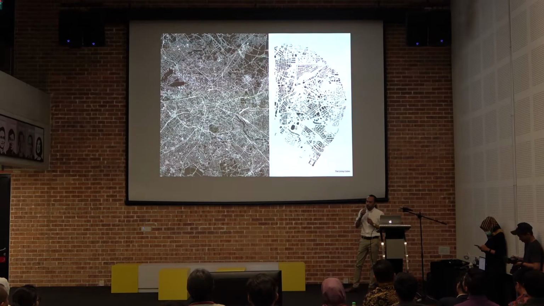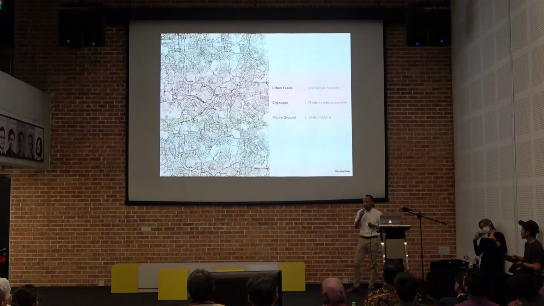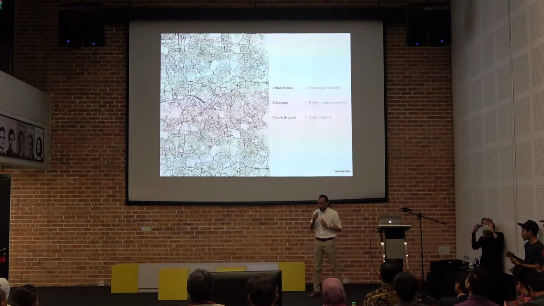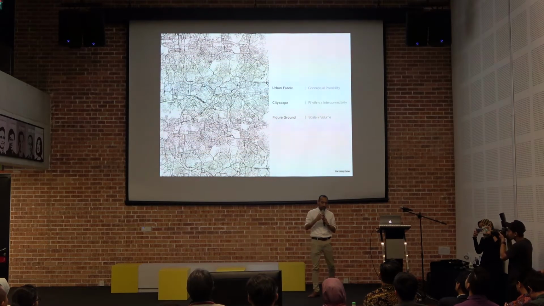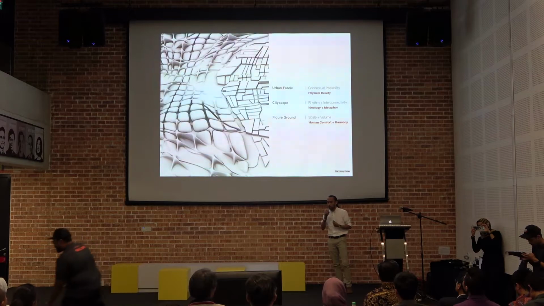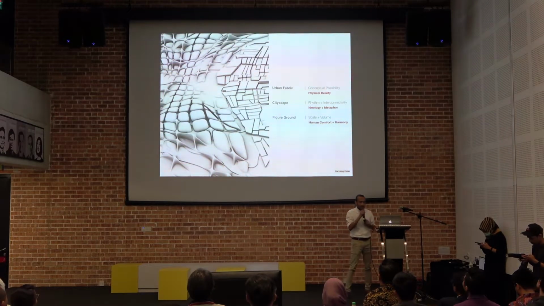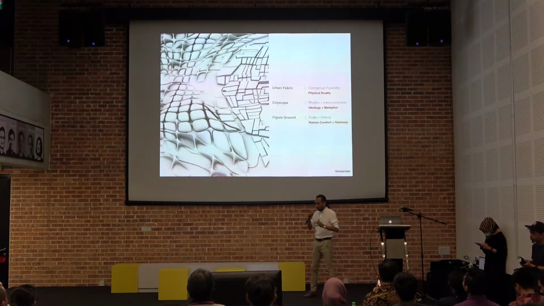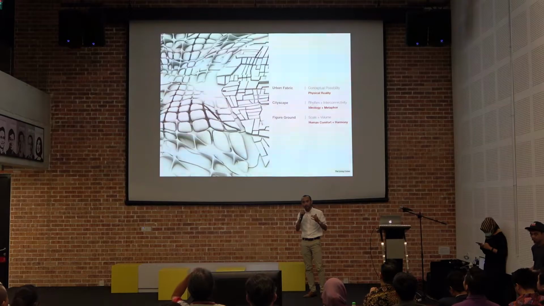Based on this analysis, we see that this urban fabric is giving us conceptual possibilities. The cityscape is showing us rhythm and interconnectivities, and the figure ground we overlaid just now gives an idea of scale and volume. So we started to discuss internally how these conceptual possibilities can become a physical reality, how this rhythm and interconnectivity can produce a metaphor or an ideology, and how the scale and volume of the figure ground contribute to human comfort and harmony of living.